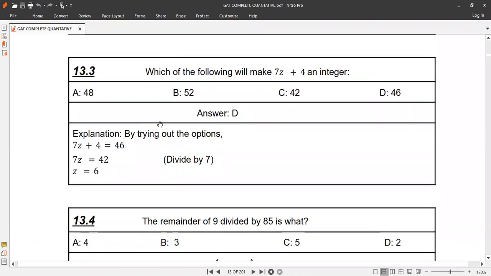This is a question: the remainder of 85 divided by 9. Simply, guys, you divide 85 by 9. You will find the answer is 9 and the remainder is 4, because 9 times 9 is 81 and the remainder is 4.